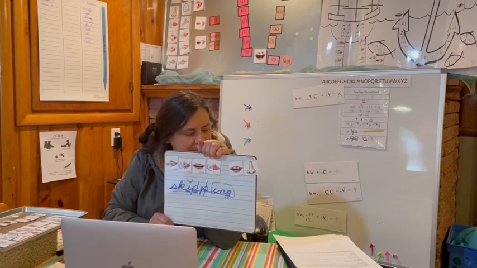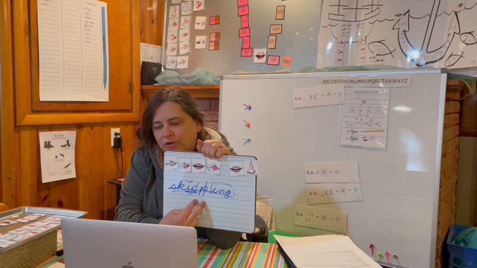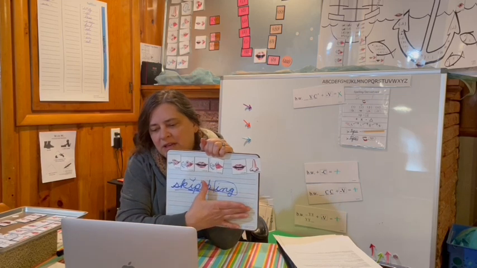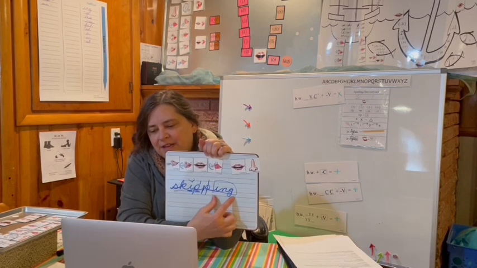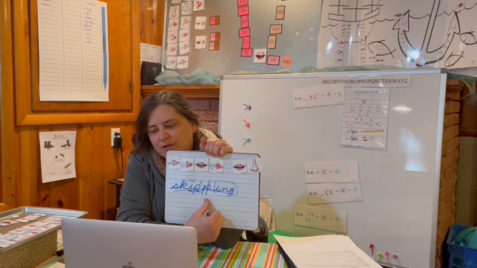Wait, are there two P's? Yes, that's called the doubling rule. The word skip only has one P, but because I added this vowel suffix, ing, I needed to throw an extra P in.